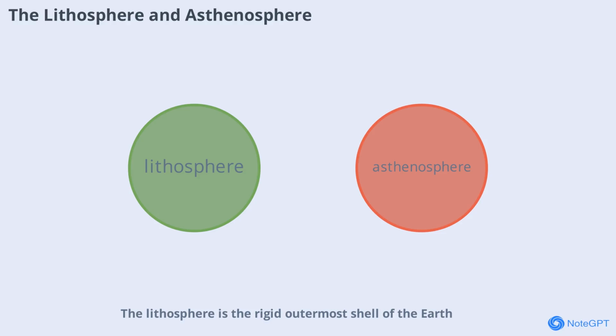Lithosphere is the rigid outermost shell of the Earth, while the asthenosphere lies just beneath it. The lithosphere is broken into tectonic plates which move over the softer, more ductile asthenosphere. This movement is driven by heat from the Earth's interior, causing convection currents in the mantle. These currents push and pull the plates, leading to the dynamic processes we observe on the surface.